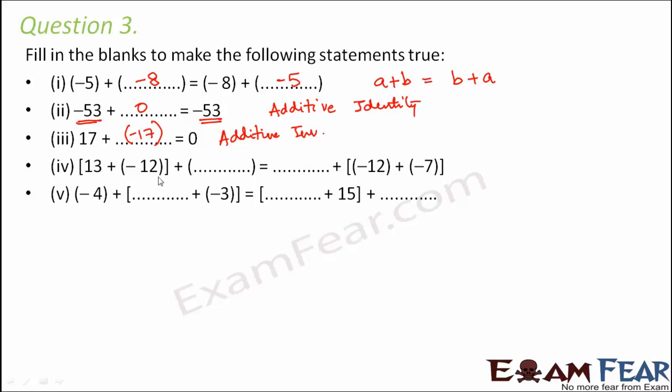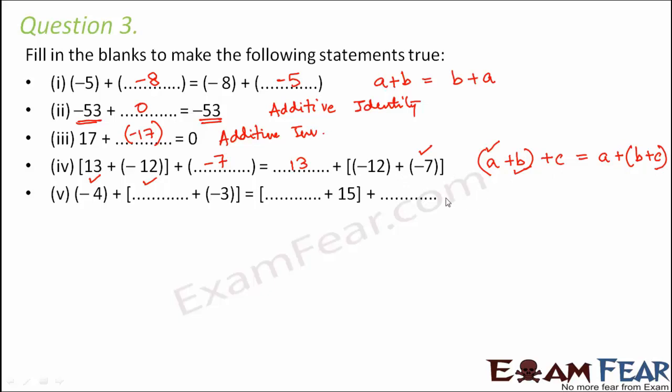13 plus -12 plus dash is equal to dash plus -12 plus 7. So here we have involvement of three integers. Let's recall the associative property, which says that A plus B plus C is equal to A plus B plus C, with the grouping changed. Looking at this, can you say that 13 is the A here, -12 is the B here, and what is C? C is not given here. In this case, C is nothing but -7. So this would be -7 and this would be 13, and the equation satisfies the associative property.